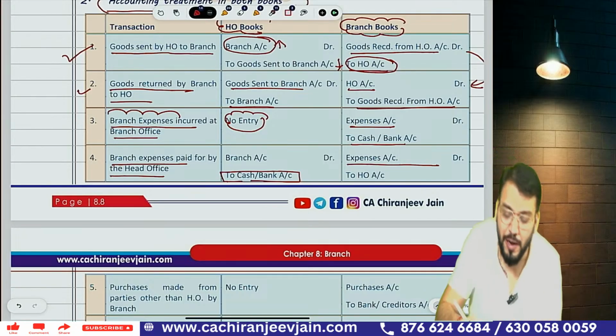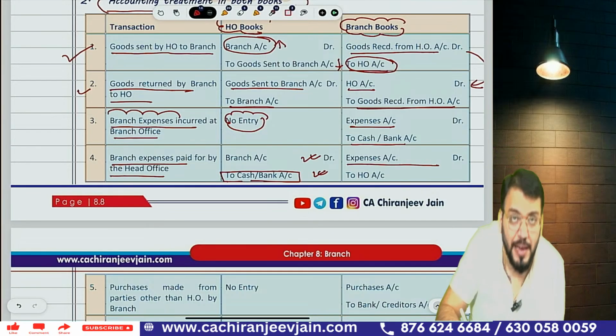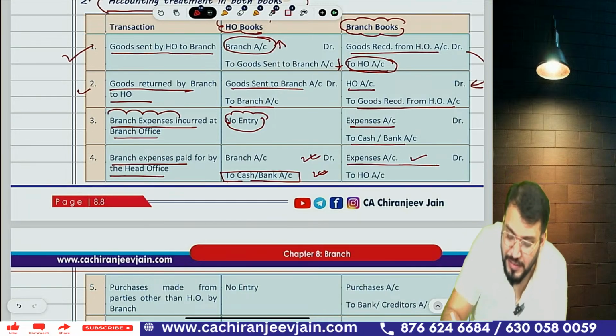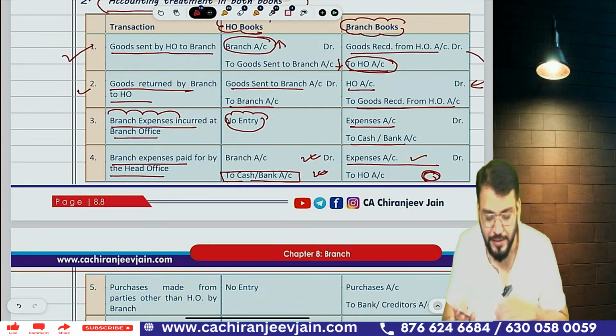Means the journal entry is what? Branch account debit to cash or bank, because the payment has been made by head office and is recoverable from branch. In the books of branch, the journal entry is: expense account debit to head office account, and this amount is payable to head office. Got this point? Yes, sir.